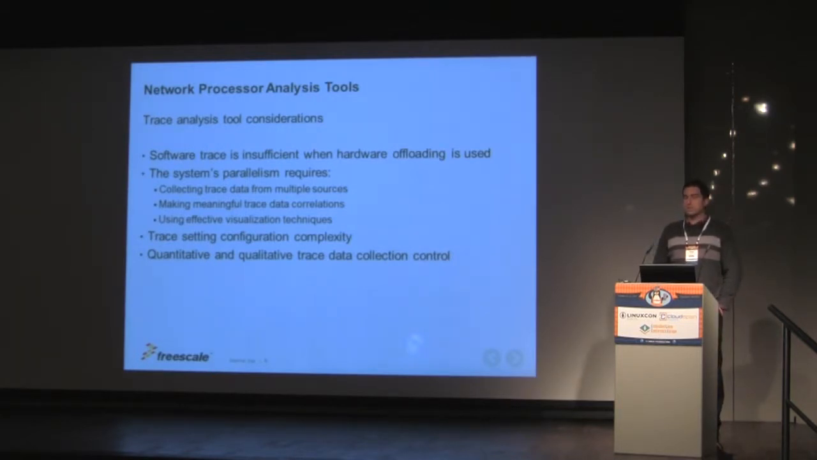The other problem is that in these multi-core systems, the data has to be collected from multiple sources. You have to be able to correlate the data in a meaningful way among those sources. And finally, you have to be able to visualize that data in a way that is effective. The other problem is that the systems that we have dealt with happen to be very complex. And therefore, simply managing the hundreds of trace settings is a non-trivial problem.